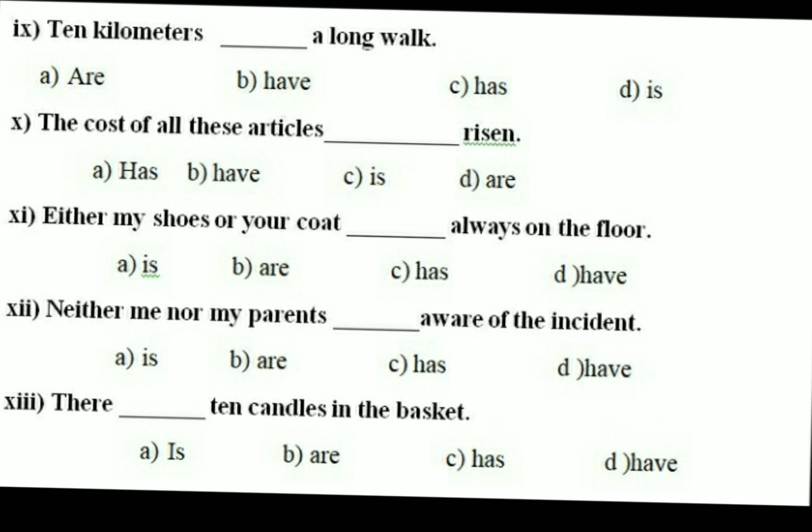And the last sentence, they dash 10 candles in the basket. So the options here are is, are, has, and have. And the correct verb is are. So the sentence would be there are 10 candles in the basket. Why so? Because we are talking about 10 candles, which is plural in number, and therefore the verb will also be plural in number.